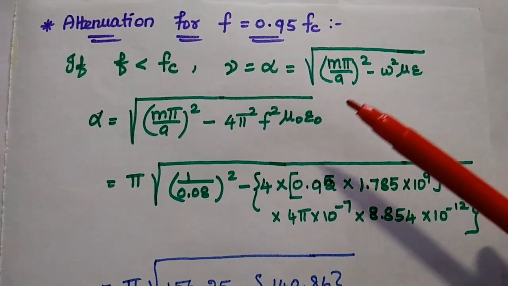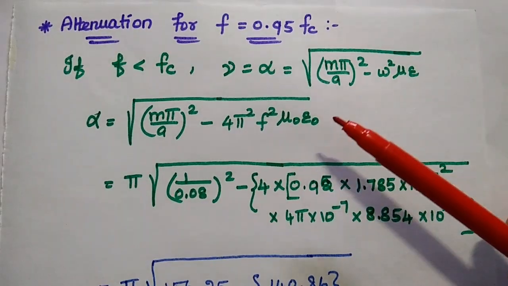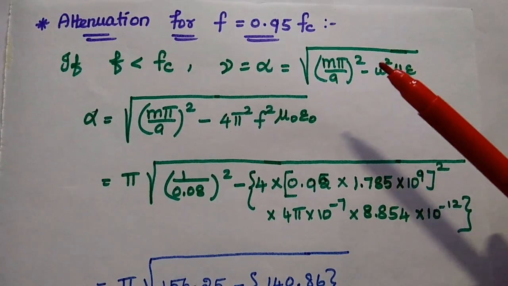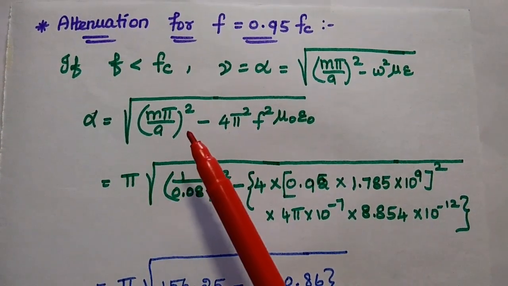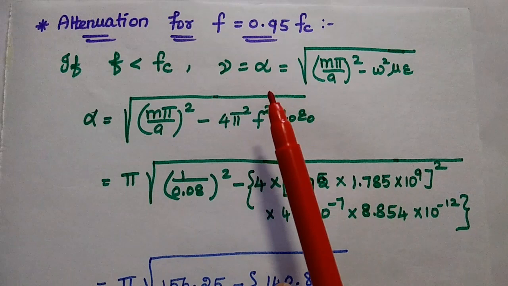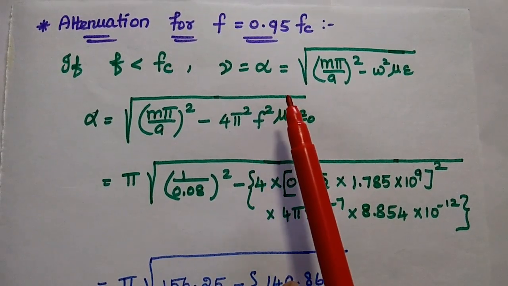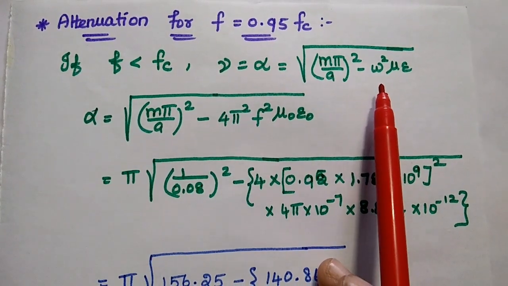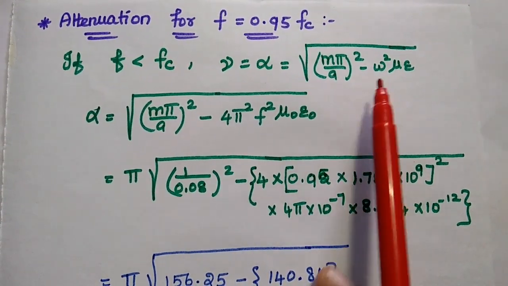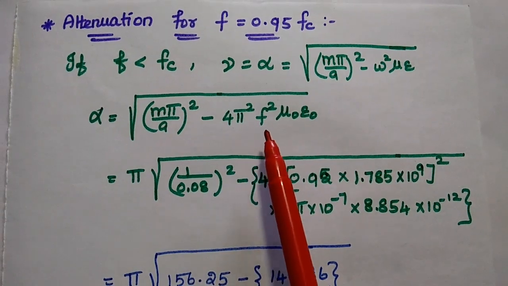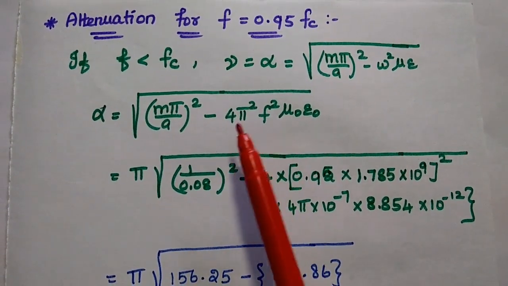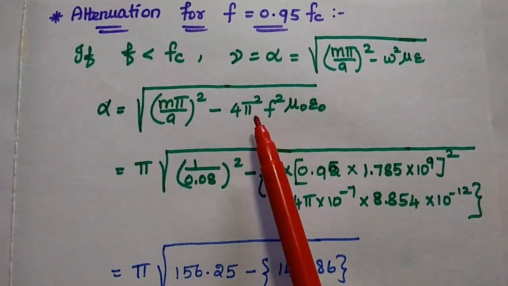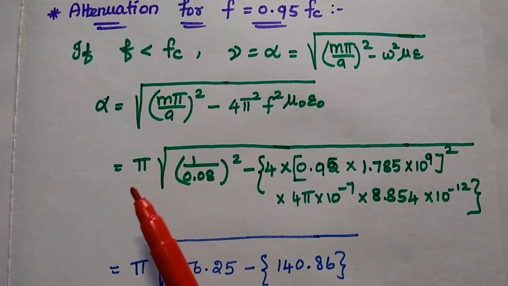Okay. Next we are going to find out the attenuation for f is equal to 0.95 fc. So here the operating frequency is less than the cutoff frequency. Hence we can use the formula alpha is equal to square root of (m pi by a) the whole square minus omega square mu epsilon. Here omega can be written as 2 pi f. So (2 pi f) the whole square means 4 pi squared f squared. Here pi squared is common, we can take it outside from the square root as pi.